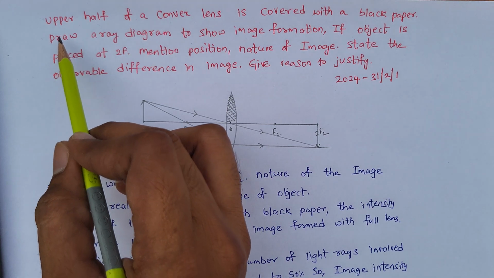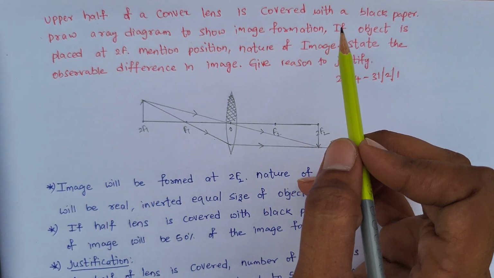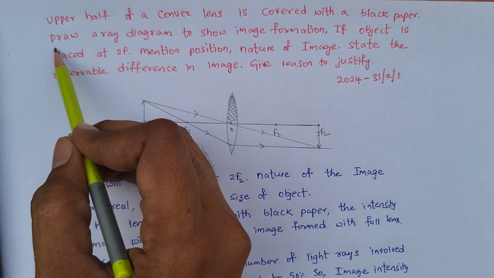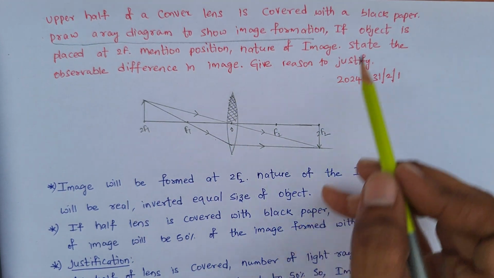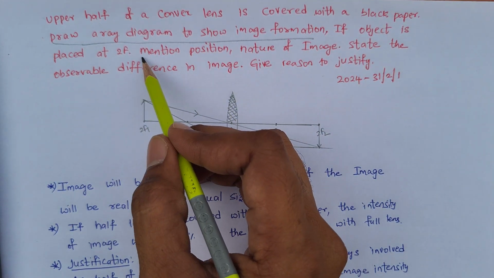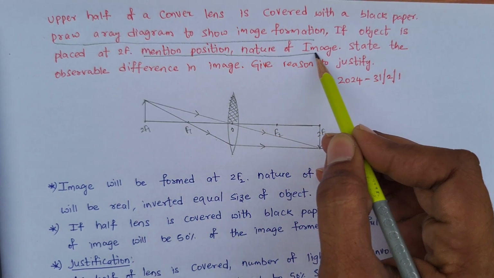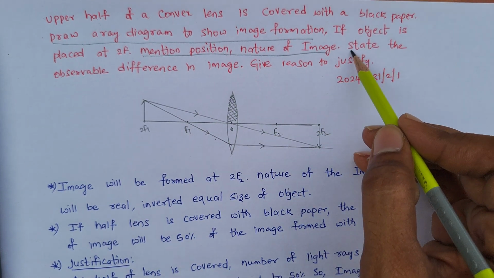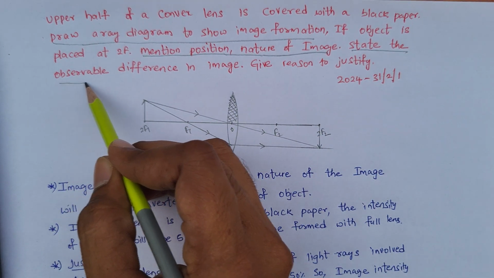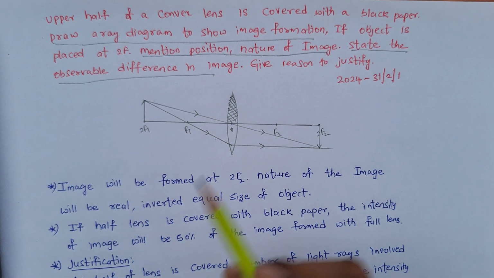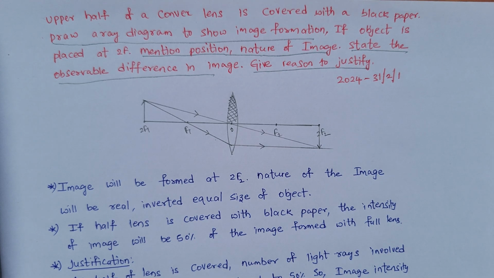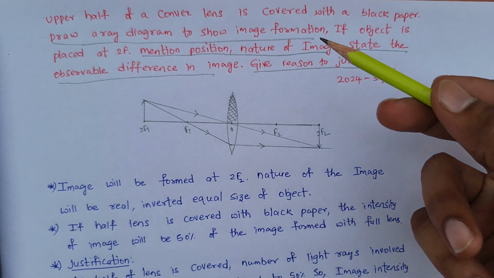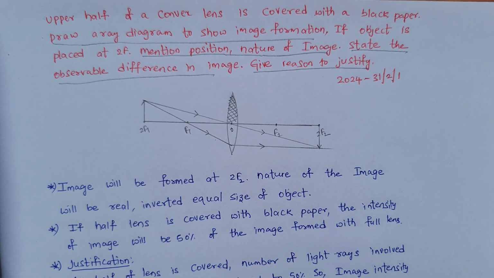So they are saying that upper half of convex lens is covered with a black paper. Draw a ray diagram to show the image formation. This is the first question. Okay, if the object is placed at 2f, mention position and nature of the image. This is the second question. Third question is state the observable difference in the image. Fourth question is to give a reason to justify. So these many questions are there. As they asked the question, in the same way we need to answer.